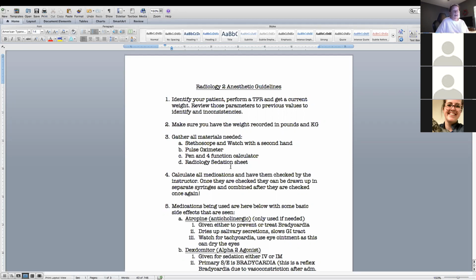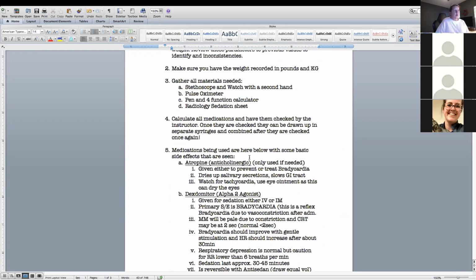And then you're going to have a sedation sheet. So it's not a full anesthetic record. It's just where you're going to record your values. You're going to have calculations, and I believe you do those the day before. And Mrs. Long will check your calculations. Once they are checked, I believe she draws up the medications. She does draw them up.